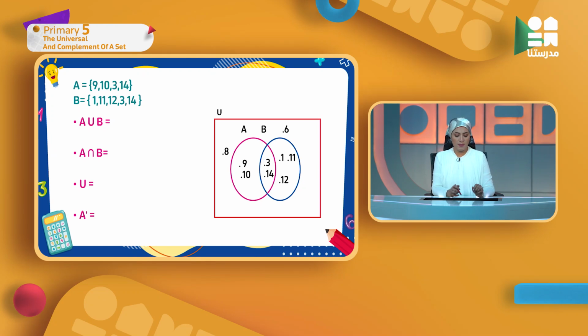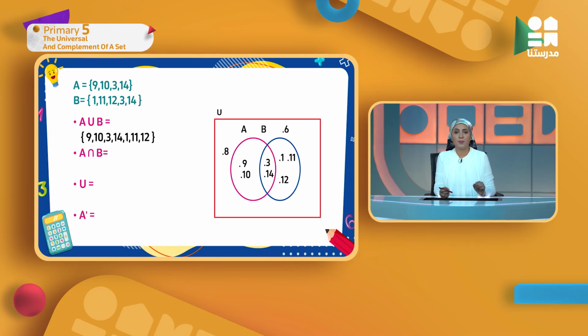So A union B is the set of elements 9, 10, 3, 14, 1, 11 and 12. Okay? Now I will move to the second question.